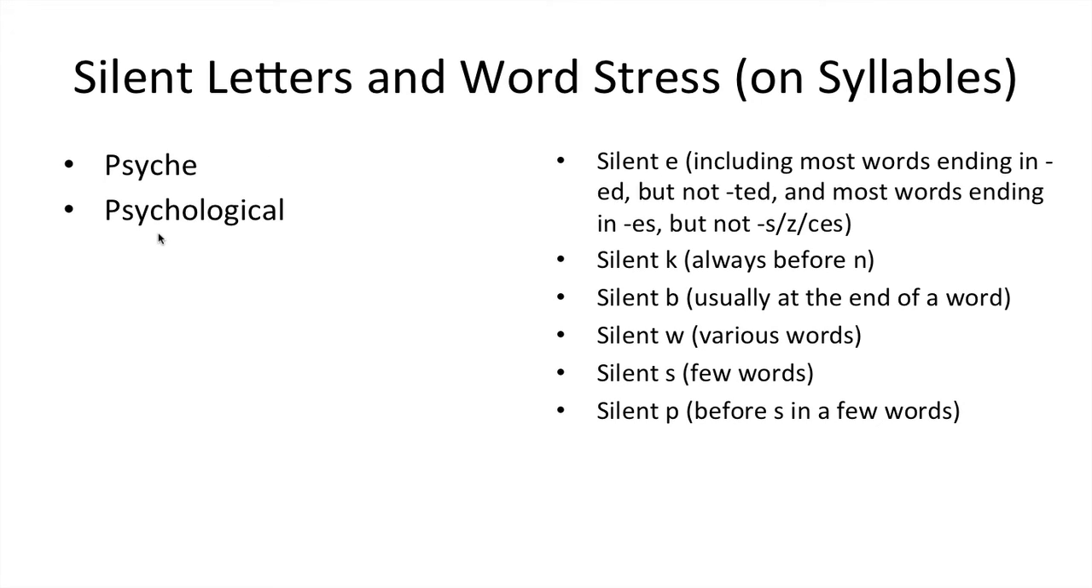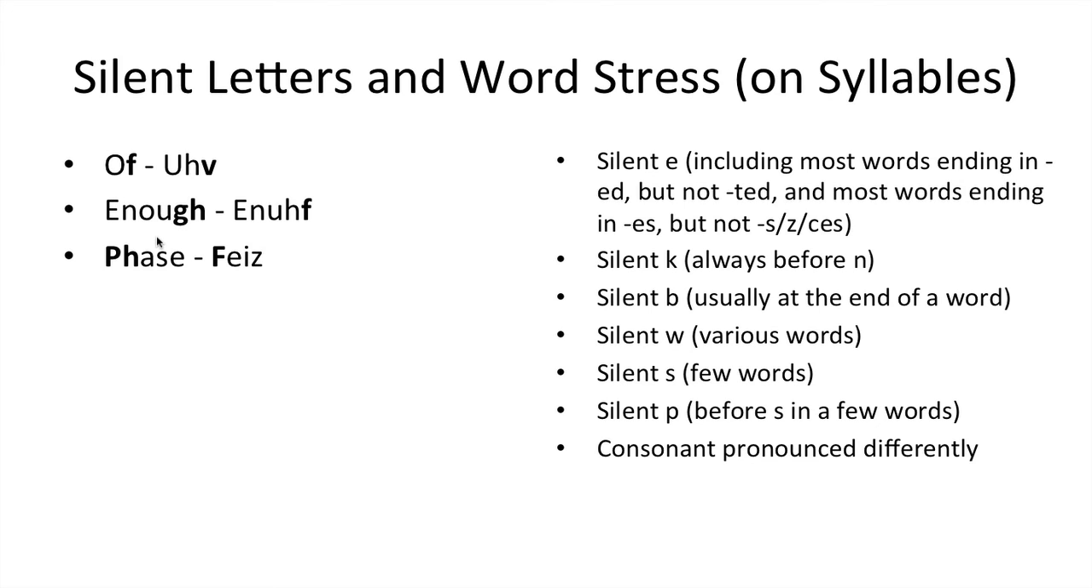And silent P in a few of these Greek words, really, because the PS at least comes from Greek, and in English you do not pronounce P before S like this. It's psyche and psychological. And sometimes the consonant is pronounced differently from of. See, it's not off. The F becomes a V actually, so it's of. And GH becomes F, is pronounced F, and PH pronounced as an F.